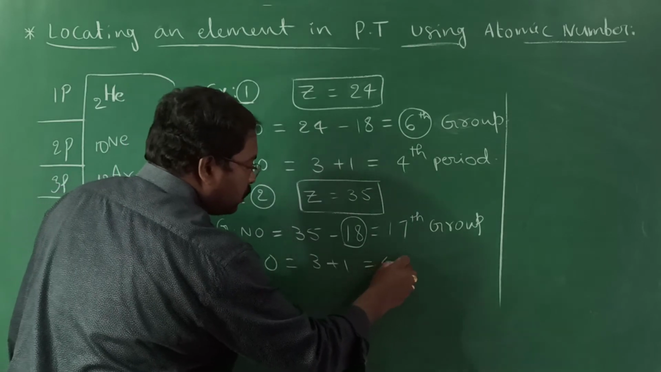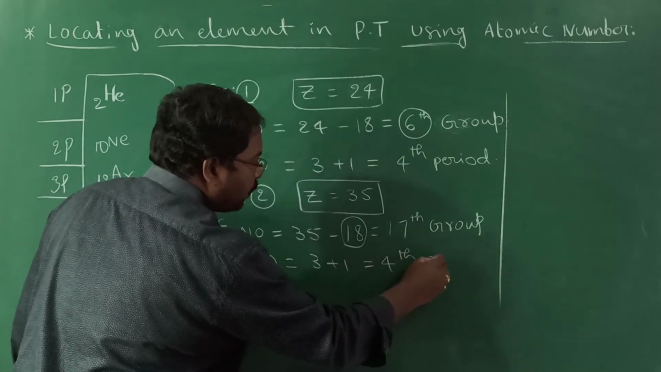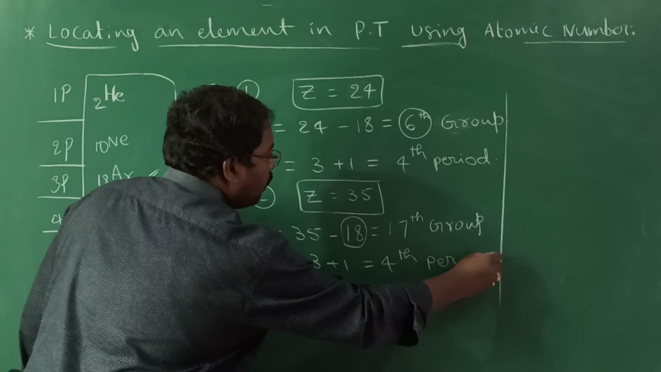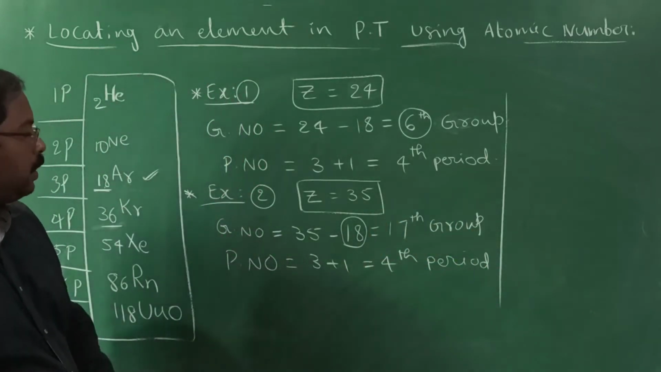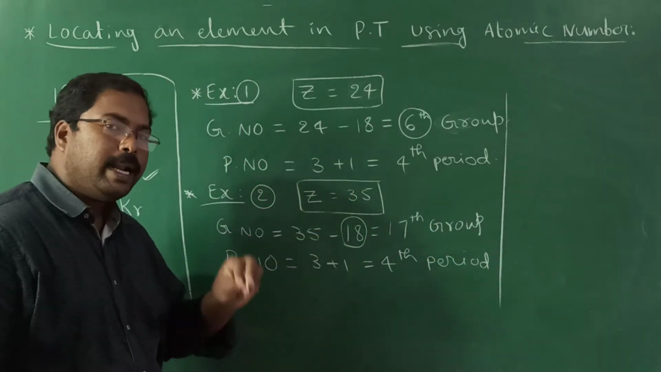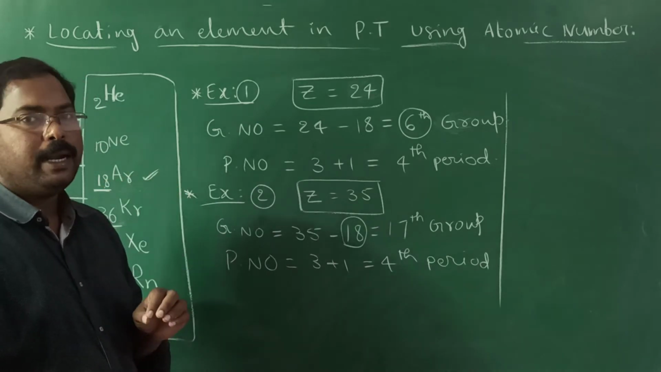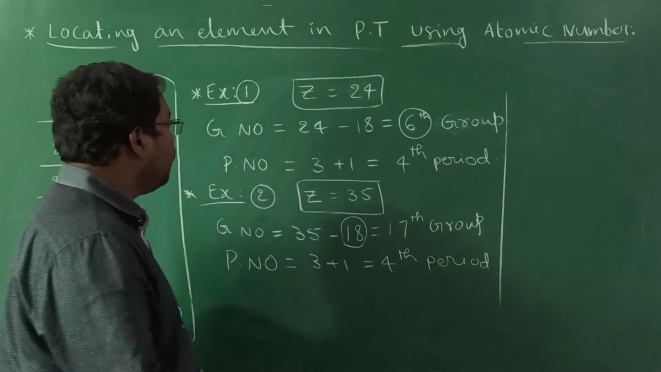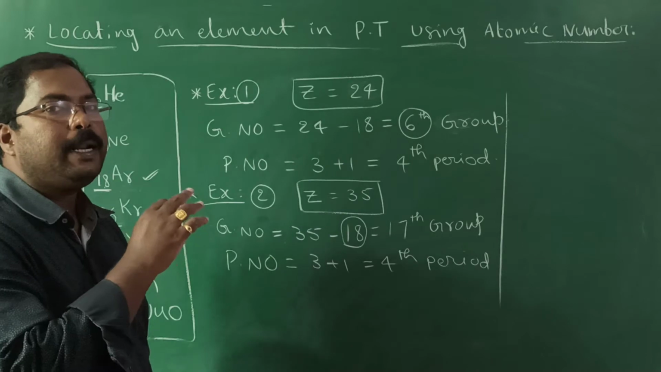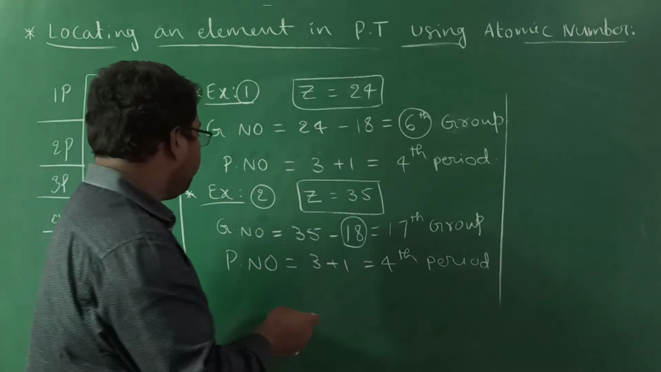So how much do we get? It belongs to the fourth period. Okay, so this is the easy way to find the location of an element in the periodic table of the elements with atomic number greater than 18.